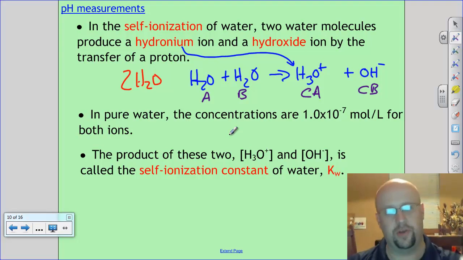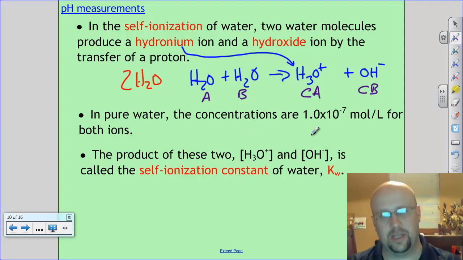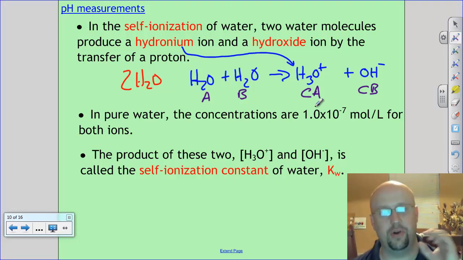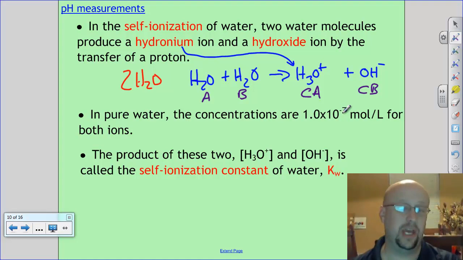Now, this is important. If we go back to pH that we did in the last unit, this means that we could calculate the pH of water, because the concentrations of each of these two things are 1.0 times 10 to the negative 7th if we're in pure water at 25 degrees Celsius. And if we plug that into the pH formula, we get a pH of 7 for neutral water.